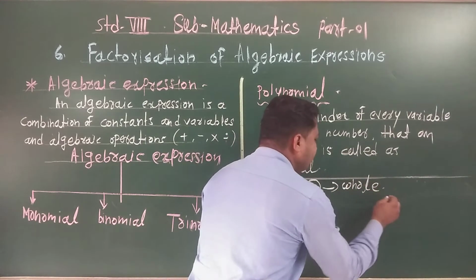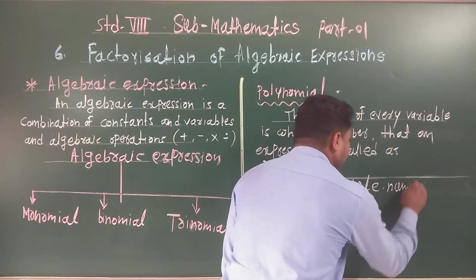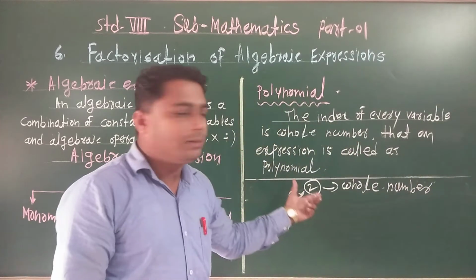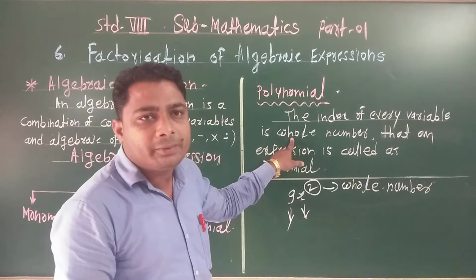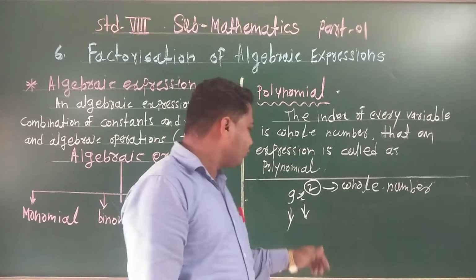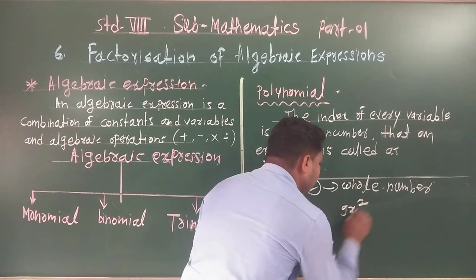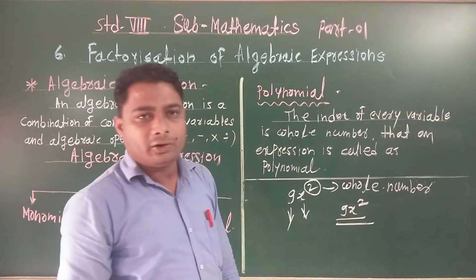तो कसा आहे, whole number असा आहे. Okay. So 2 is a whole number. Whole number means पूर्ण संख्या. So 9x square is the polynomial.